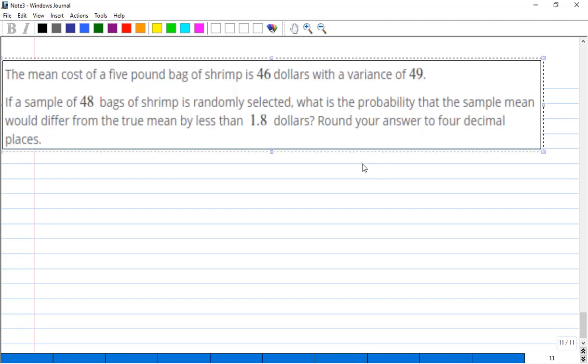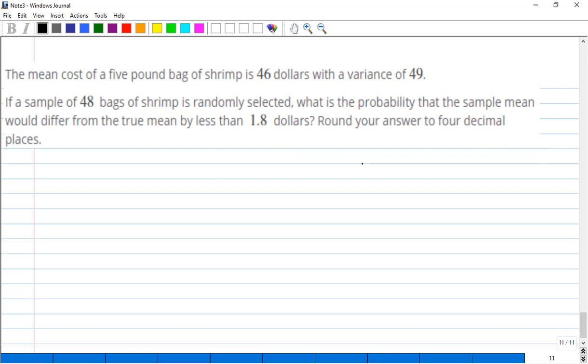The mean cost of a 5-pound bag of shrimp is $46 with a variance of 49. If a sample of 48 bags of shrimp is randomly selected, what is the probability that the sample mean would differ from the true mean by less than $1.8? Round your answer to 4 decimal places. The reason why this is different is because it doesn't give you the mean that we're looking for, or that from the sample.